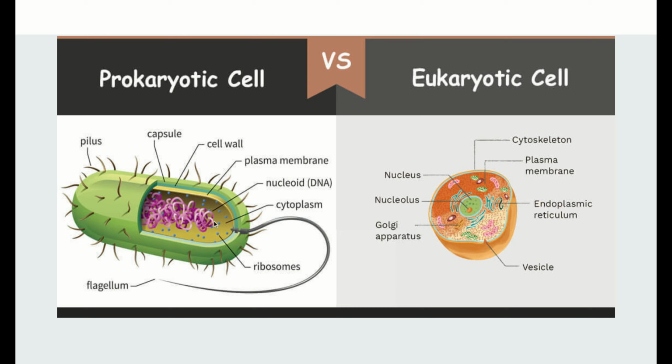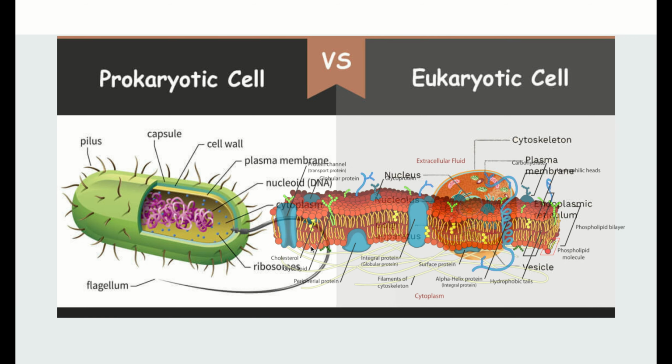One of the structures that the prokaryotic cell has are ribosomes. So some of the things that these 2 cells share in common are ribosomes, cytoplasm, DNA, and a cell membrane or plasma membrane that surrounds them. But one basic thing to remember is that prokaryotic cells do not have a nucleus, eukaryotic cells do.